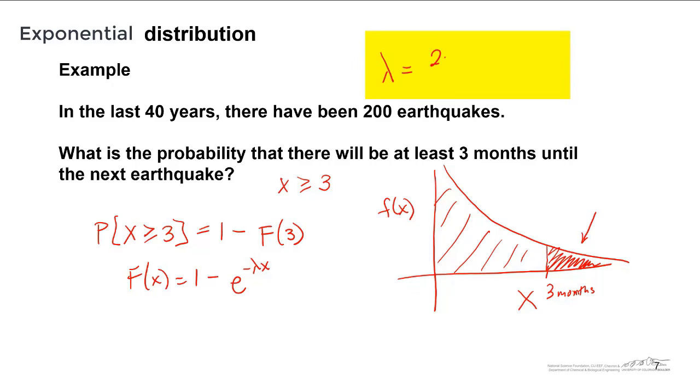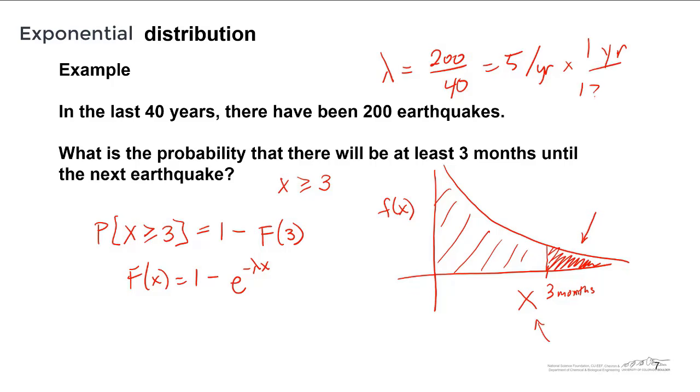Lambda is going to be 200 divided by 40, which is 5 per year. Because x down here is in months, we want to make sure that we convert this to months, so we can multiply by 1 year per 12 months, and really lambda is equal to 5 over 12.